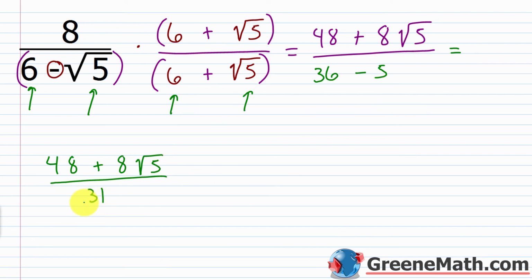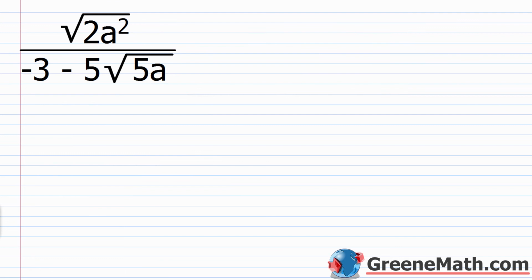So my denominator now is radical free. And again, that's our goal here, because if we report our answer with a radical in the denominator, we're going to get points taken away at minimum. It's not considered simplified. All right, let's look at one that's a little bit harder. Not harder, but more tedious. We have the square root of 2a squared over negative 3 minus 5 times square root of 5a.